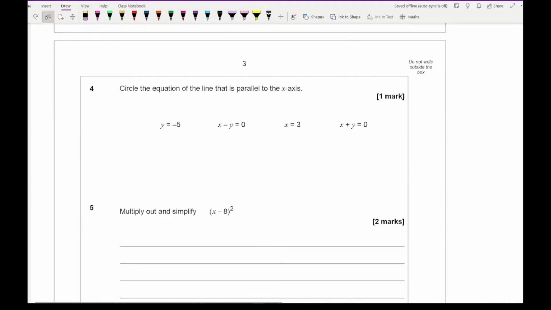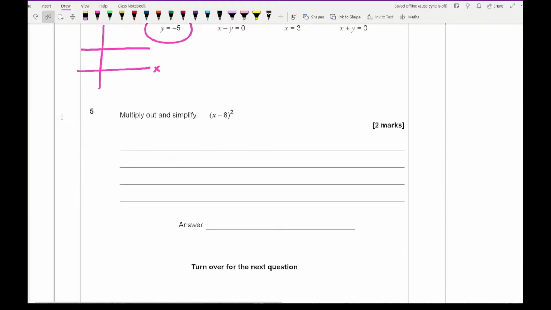Then moving on to question 4, it says circle the equation of the line that is parallel to the x-axis. So if you imagine this is the x-axis, we're looking for a line that looks like this. And so the only one is going to be y equals -5. And obviously -5 therefore would be here, but again, it's still parallel to the x-axis.